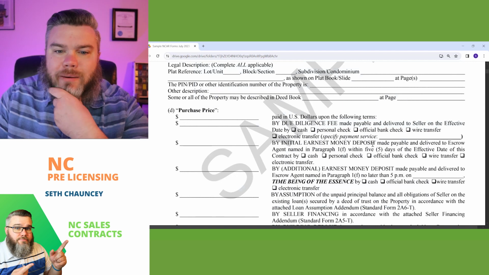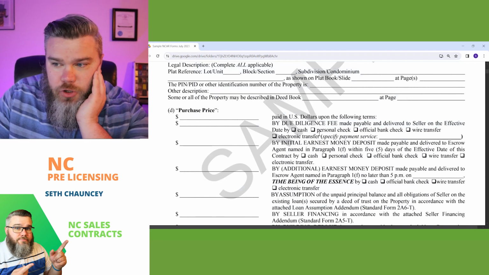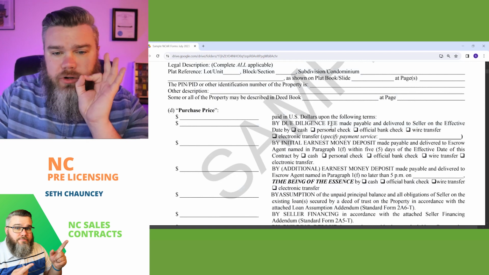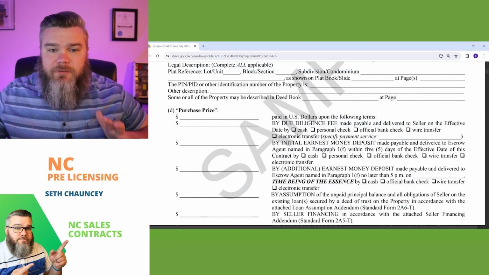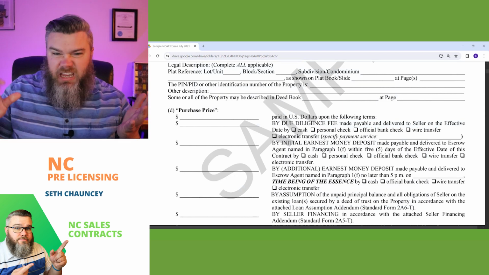Liquidated. Liquidated damages. There you go. So, due diligence fee. Notice the words too. Due diligence fee, earnest money deposit. Very different things. A fee and a deposit.